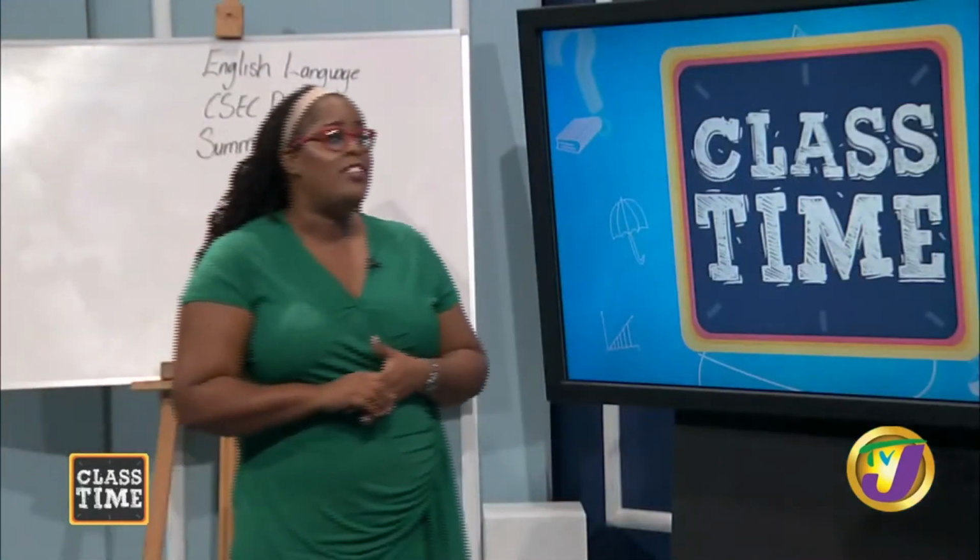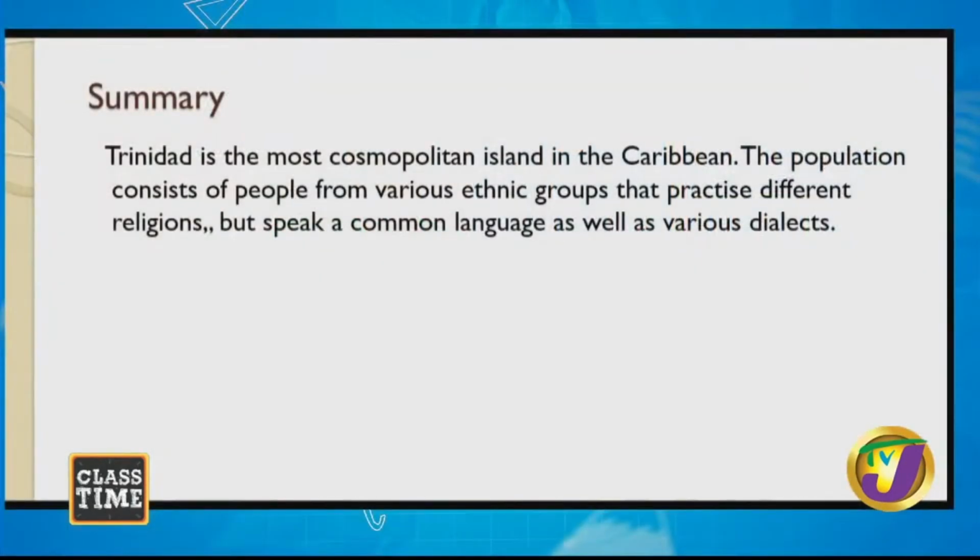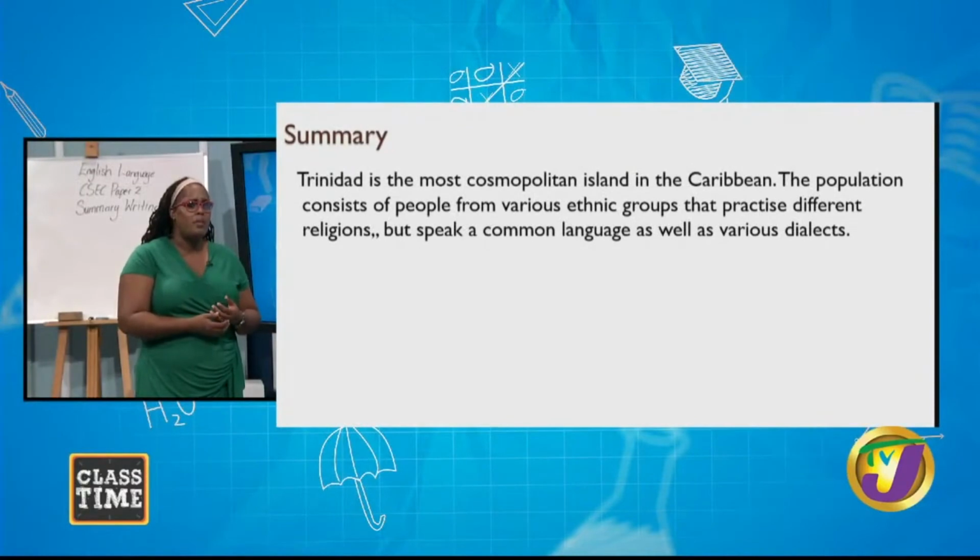All right, so let us look at the summarized version. Trinidad is the most cosmopolitan island in the Caribbean. The population consists of people from various ethnic groups that practice different religions, but speak a common language as well as various dialects. Now let us look at it. Does it express the same idea as the original? Do you understand it a little bit better without all those examples? Look at it and see if it expresses the same idea as the original. So it is not necessary to include the examples.